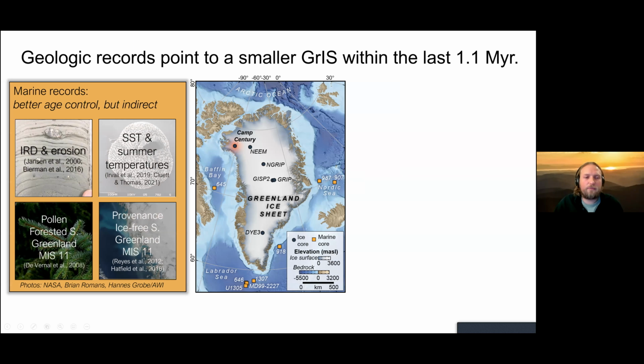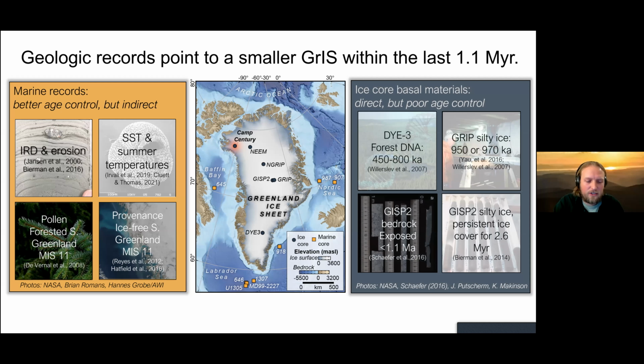From marine records, which provide generally better age control and continuous climate records, we are beginning to see the picture of the Greenland ice sheet, how it responds to glacial interglacial cycles. And at least in southern Greenland, marine sediments, specifically pollen concentrations and changes in sediment composition, suggest that southern Greenland was ice-free and forested during MIS 11, 400,000 years ago.